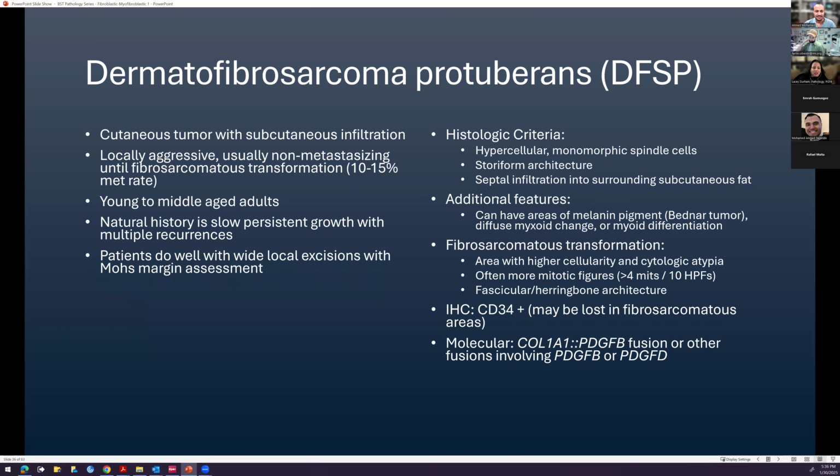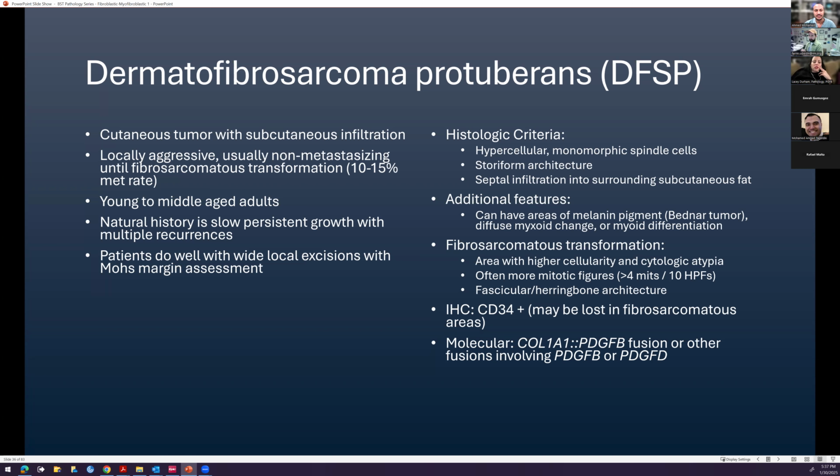Let's take a look at the roundup of the information. So the big thing about DFSP is one cutaneous tumor with sub-Q infiltration. That's kind of a requirement. Generally, it's going to be a cutaneous and sub-Q mass. These things are very locally aggressive, you can imagine it's infiltrative, but they're usually non-metastasizing. So even though we call it dermatofibrosarcoma protuberans, you don't really see it metastasize without fibrosarcomatous transformation. And once you do, the met rate is about 10 to 15%.